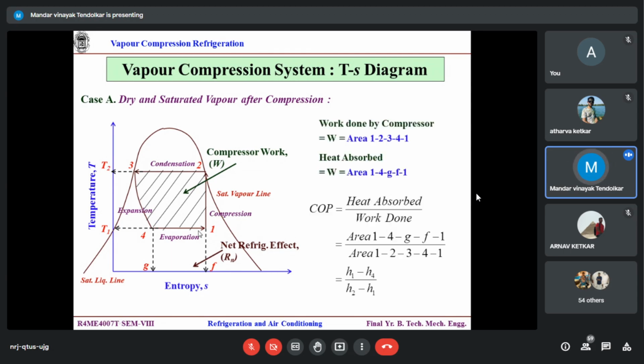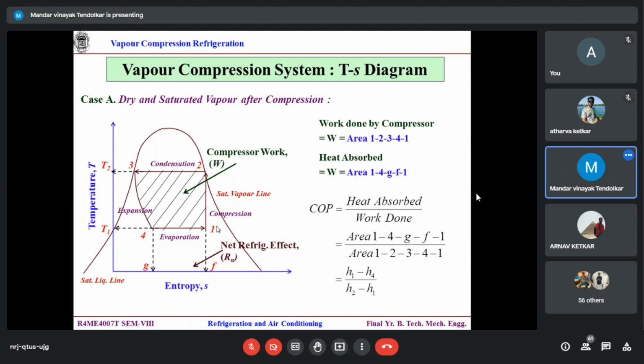Correct? So here I will say h1 minus h4 and h2 minus h1. This is my compressor work. On the TS chart, the area inside the loop is the work. Basically heat and then work finally. And this is my net refrigeration effect. So this h1 minus h4 is my refrigeration load. h2 minus h1 is my compressor work. Fine with this figure.